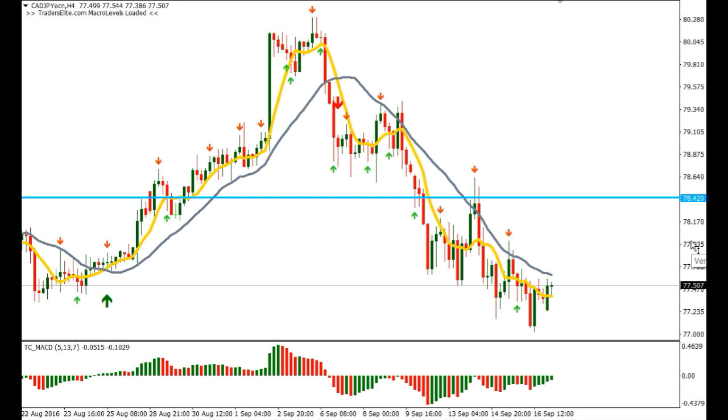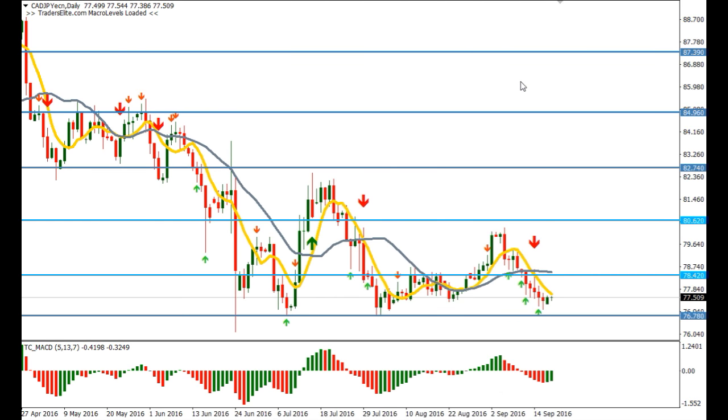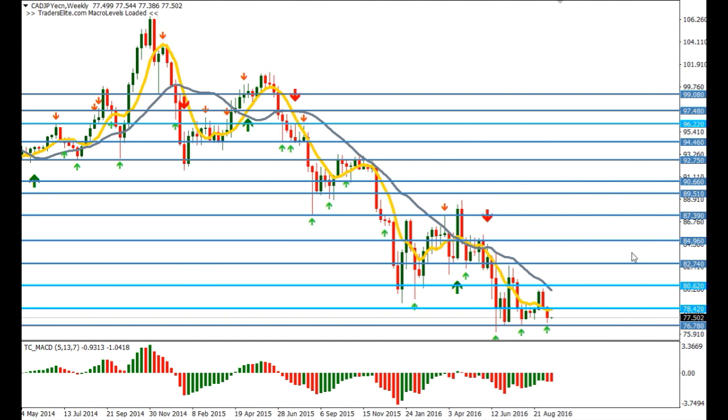CAD yen, it's been certainly going down quite a bit. And let's take a look at the daily. I'm not really interested in this going short because it is already in this oversold area. And then on the weekly, again, we've seen support at the 76, 78 macro level. And you can see these macro levels were published back in April. Now they are modified every couple of months, some of them, but some of them are left alone for 6 months or more.